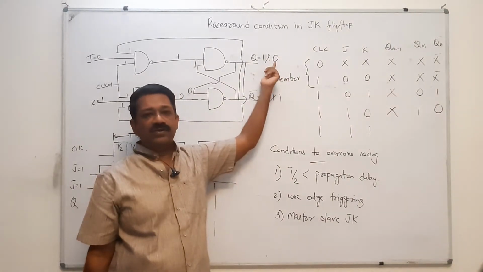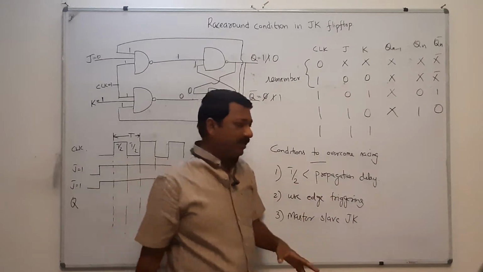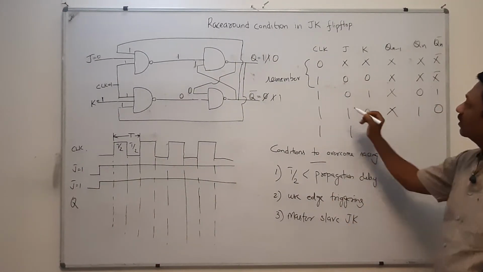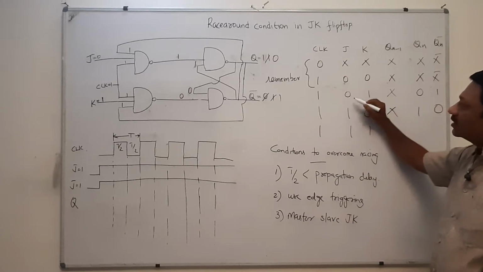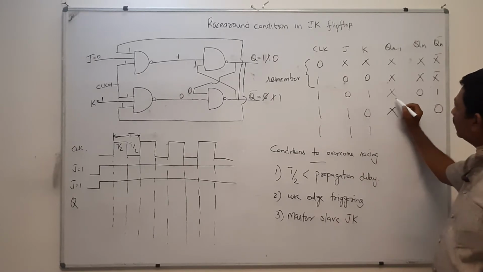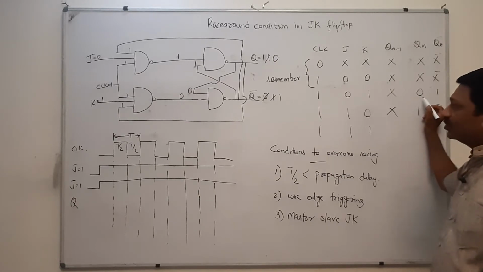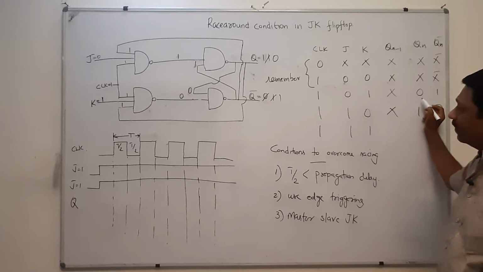That is reset to 0. That means whatever be the value of x, the previous value, if J and K are 0 and 1, whatever be the previous value of x, that will be set. That will be reset. That means that is reset to 0.